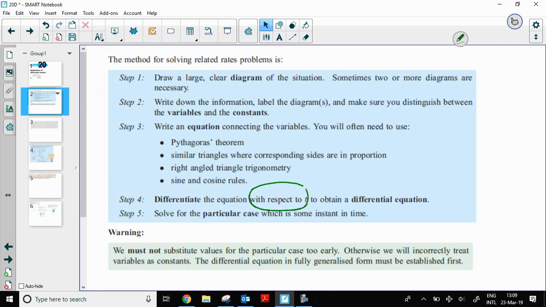Check this right here. We're differentiating with respect to t in all cases. We're going to have two variables which are changing with respect to time. So even if we have an x somewhere in our equation, that's not the variable of differentiation. t is going to be.